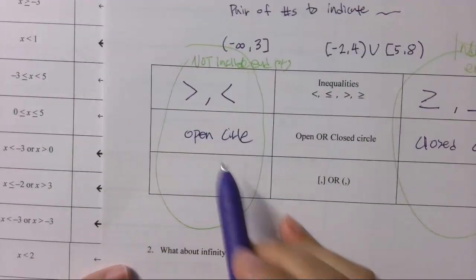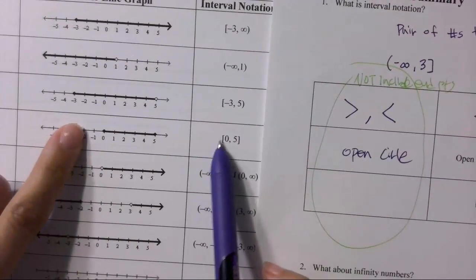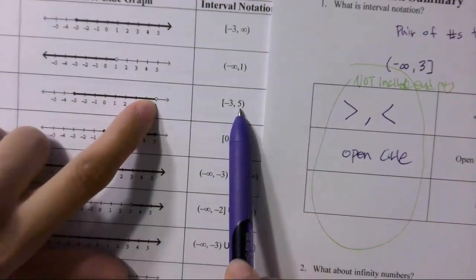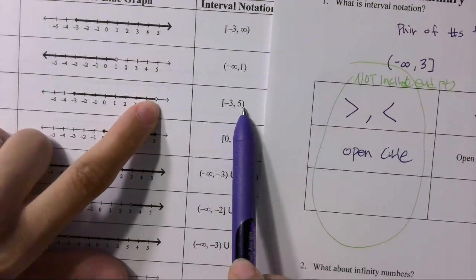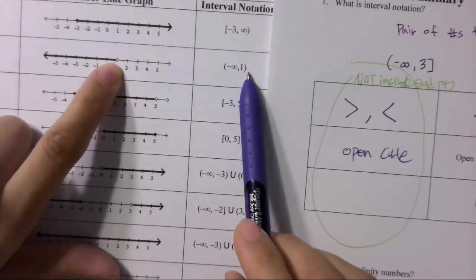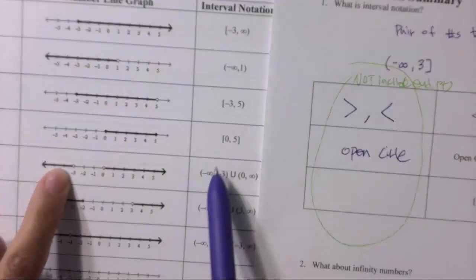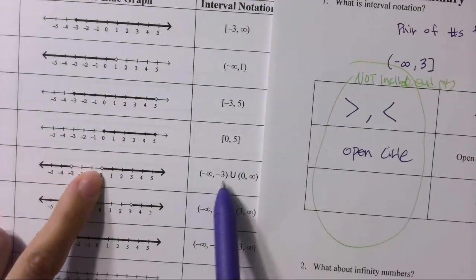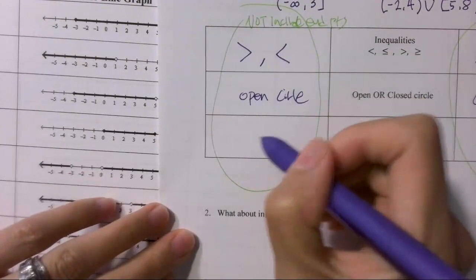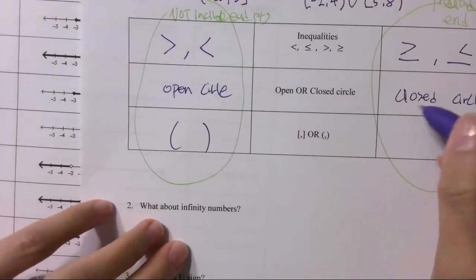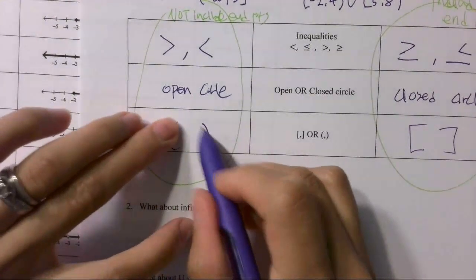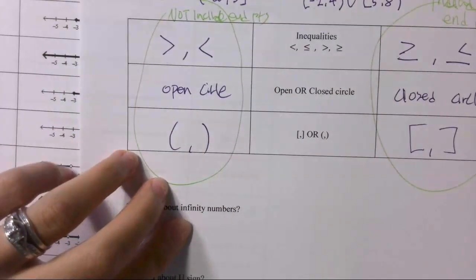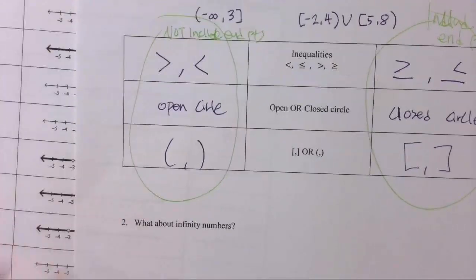Alright, now when you have an open circle and you look at interval notation, what kind of thing did you have? Did you have parentheses or bracket? Parentheses. Open circle, parentheses; -3 open circle, parentheses; 0 open circle, parentheses. So open circle goes with the parentheses. Closed circle goes with the bracket. It's not both. It's either that or that. Cool?